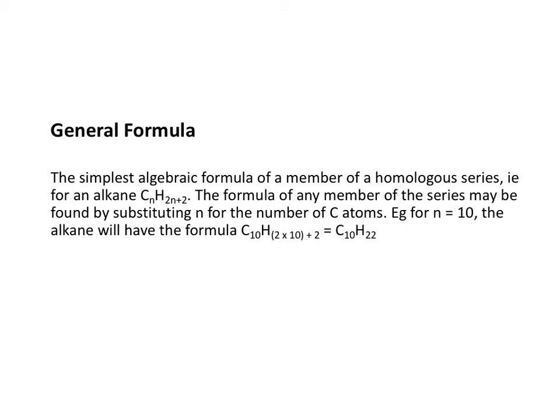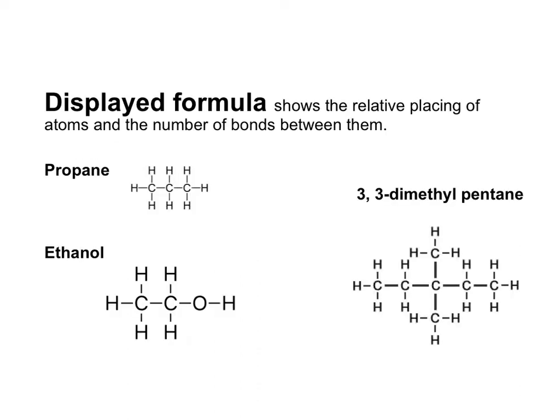So the first one we look at is the general formula, which is the general formula for a homologous series, for example the alkanes. For any alkane, if you have n carbon atoms, you have 2n plus 2 hydrogens. You can do that for most of the homologous series, and it's really useful when you need to predict the formula. For example, if you have 10 carbons, you know you're going to have 22 hydrogens.